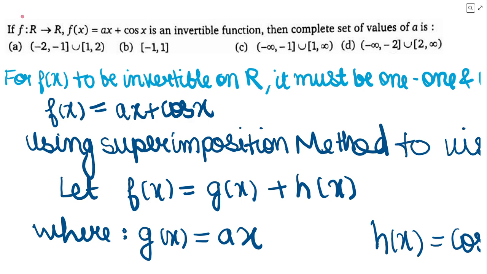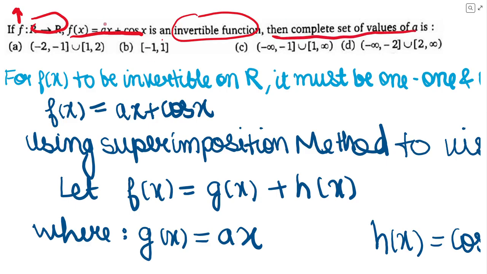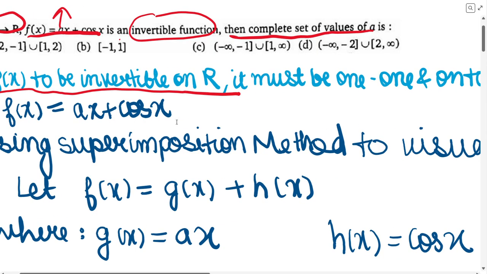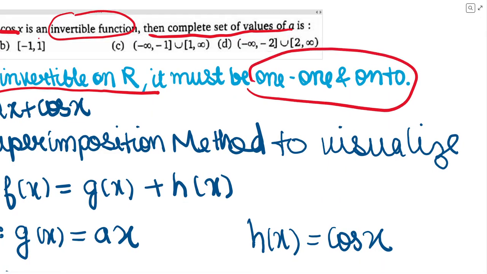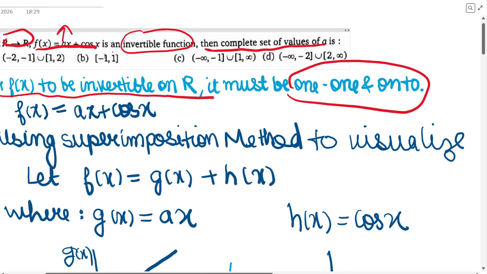So now we are given a function f which maps from R to R, where f(x) is ax plus cos x, and it is an invertible function. Then we need to find the complete set of values of a. So what is the condition for a function to be invertible? For a function f(x) to be invertible on R, it must be one-one and onto. This is a very important condition that we need to keep in our mind.